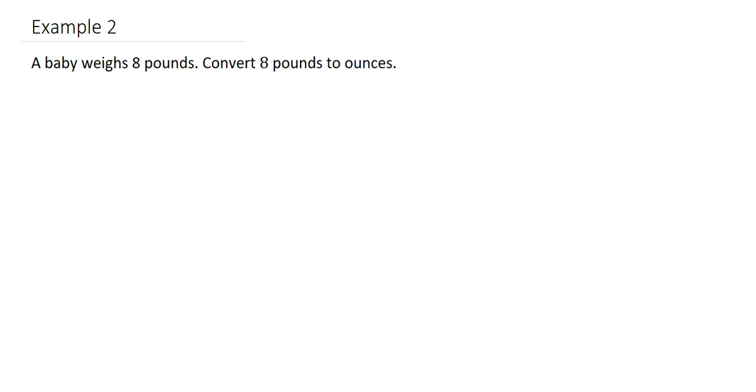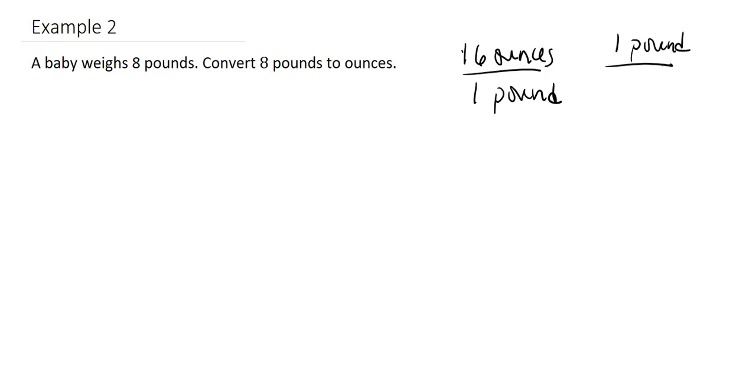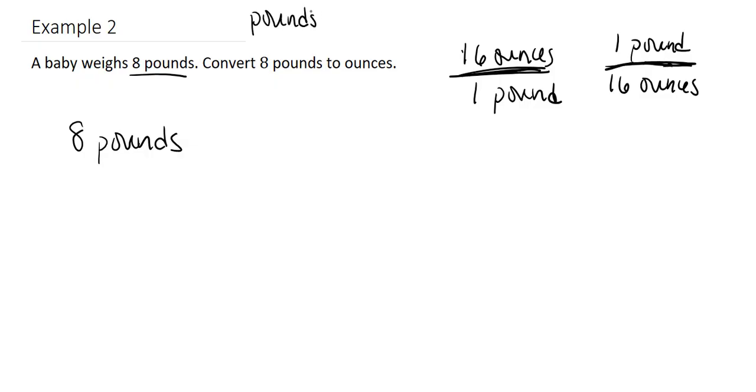Example 2. A baby weighs 8 pounds. Convert 8 pounds to ounces. Well, we have our conversion factor of 16 ounces is equal to 1 pound, or we can use 1 pound is equal to 16 ounces, as we just went over this conversion. Either conversion factor works, but let's see how we do this. We have 8 pounds. We need to get it into ounces. So we're going from pounds to ounces.